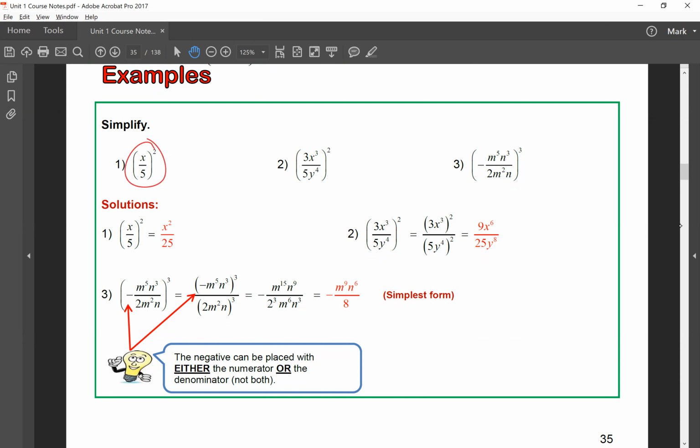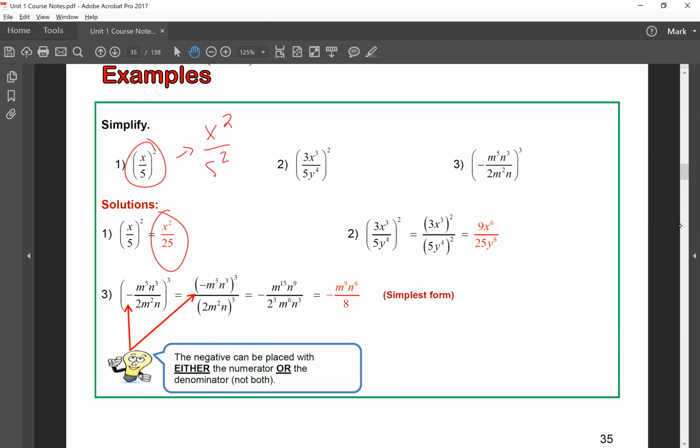I have in brackets x over 5, and I'm squaring everything in those brackets. Remember, when I say square, I mean to the power of 2. So I'm going to write this as x squared over 5 squared. Now, I don't really want you to write 5 squared. I would much prefer that you calculated it, so it would be x squared over 25. That was a pretty easy one, a good warm up.